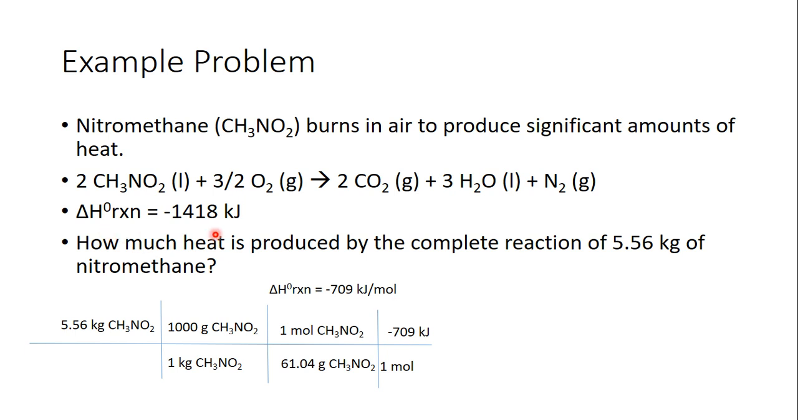When I gave you it in the 1418, that was for 2 moles of nitromethane. But I want to work in 1 mole of nitromethane because that is now a conversion factor. I can go from mole to kilojoules. If I just use the 1418 and I get to this step, well, I'm stuck now because I can't go to kilojoules. So multiplying everything and dividing, I get with this much nitromethane, the amount of heat I release is 6.46 times 10 to the 4 kilojoules.